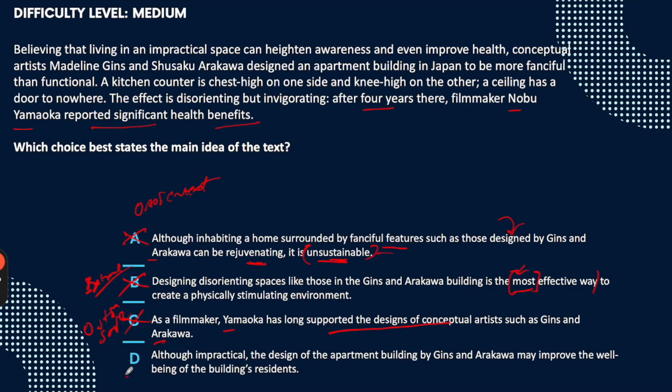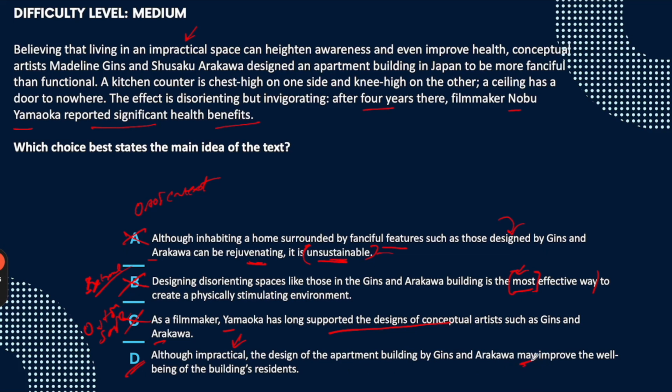Let's go to D now. This is the only option that you're left with, so this has to be the correct option. But anyways, let's just read this. Although impractical, yes, the space is called as impractical in the whole text. Anyways, the design of the apartment building by James and A may improve the well-being of the building's residents.